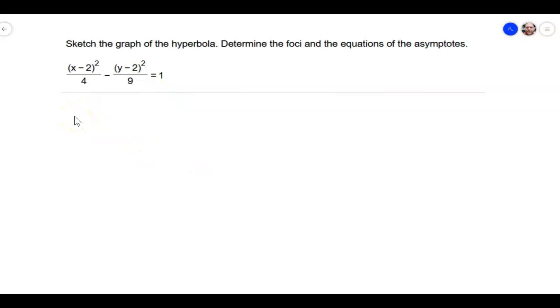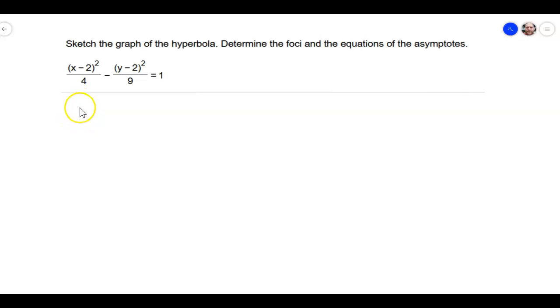First of all, I need to know whether it opens left and right or up and down. And I know this by which variable comes first with the hyperbola. If the x comes first, it opens along the x-axis, so it opens left and right. If the y comes first, that means it opens along the y-axis, so it opens up and down. So since the x comes first, I know it opens left and right.